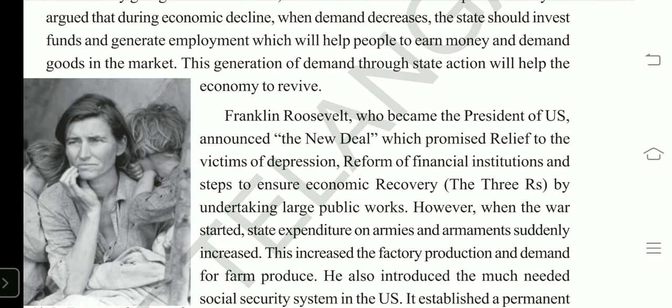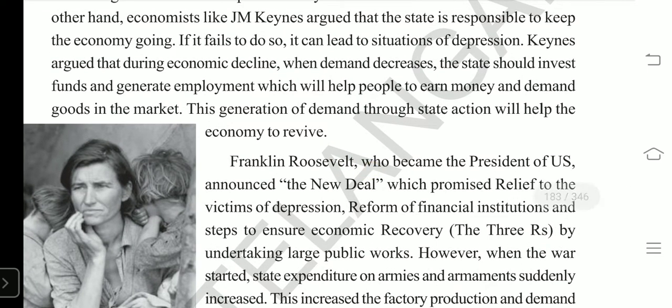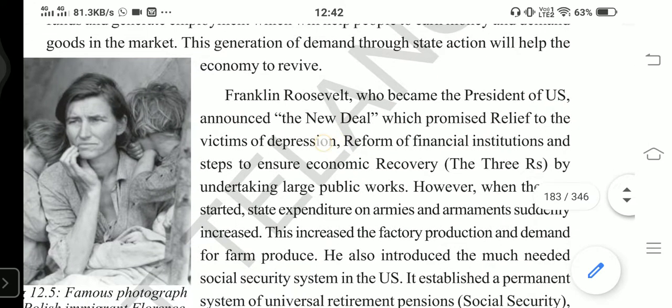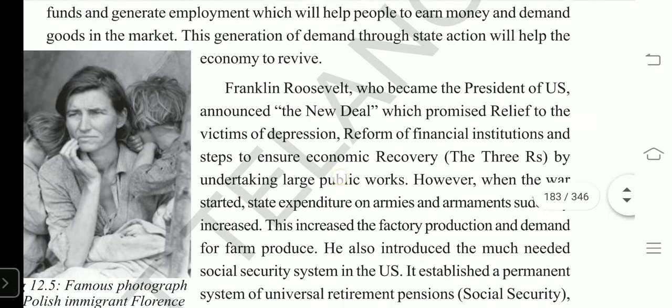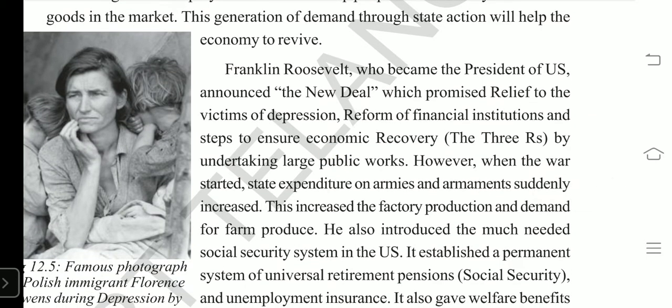So this is a way to get rid of the Great Depression, as per the economist, especially J.M. Keynes. During this Great Depression time, to recover from it, the U.S. president, Franklin D. Roosevelt, who was the president of America, announced a New Deal policy. It's a policy to overcome the Great Depression, right?